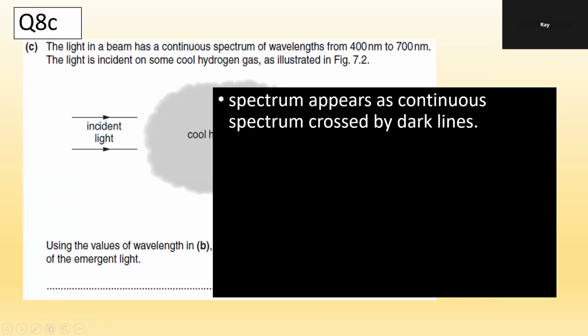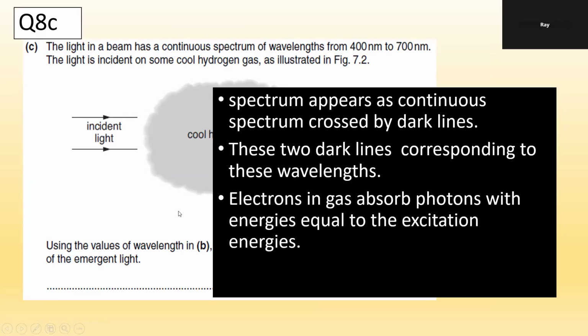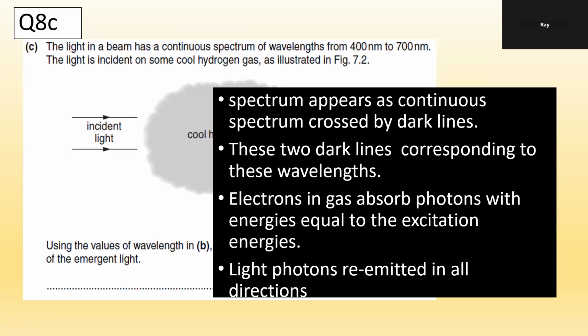The spectrum appears as a continuous spectrum crossed by dark lines. These two dark lines correspond to the wavelengths given. Electrons in the gas absorb photons with energies equal to the excitation energy. The photons are re-emitted in all directions, that's why you won't see them. They don't emit in one direction, they emit in all directions.